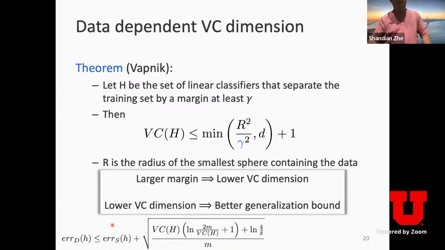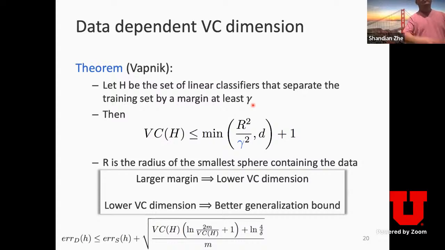Then we introduced the so-called data-dependent VC dimension. We use margin to index a subset of linear classifiers. Specifically, we define H to be the set of linear classifiers that can separate the training set by a margin of at least gamma. So you can imagine that for this subset family H, every classifier will have a margin of at least gamma.